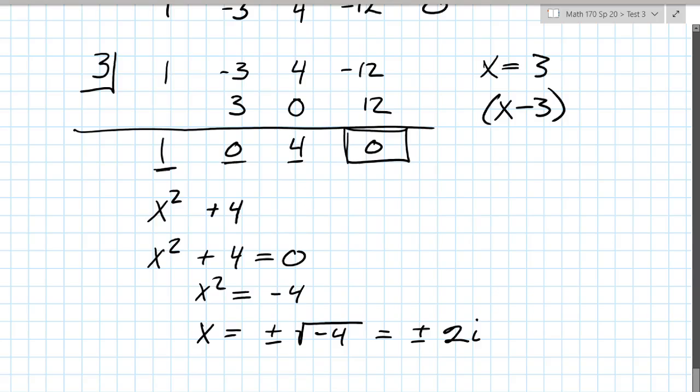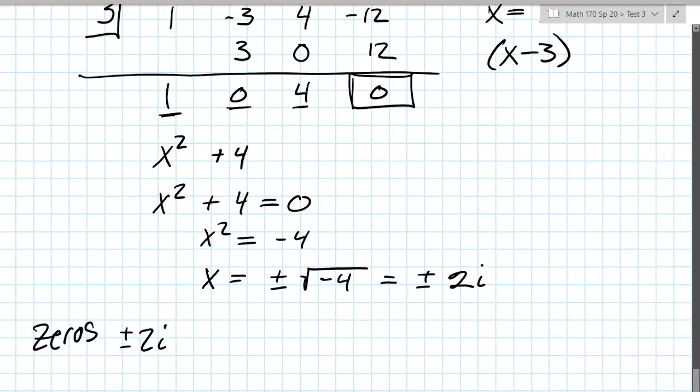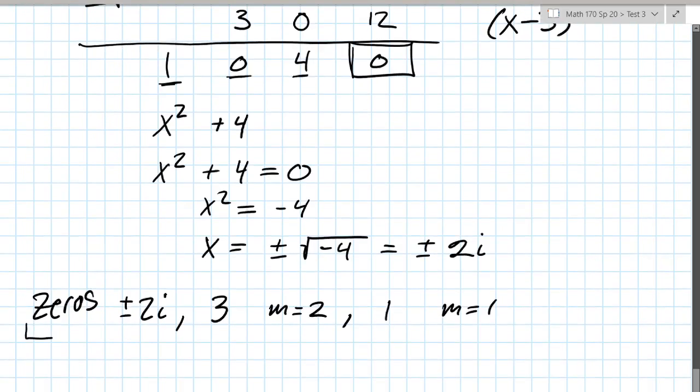So I can list all of the zeros that we've found. Going back, we found plus or minus 2i. We found 3 repeated, and we found 1. Okay, so that's one way that this question could be asked.